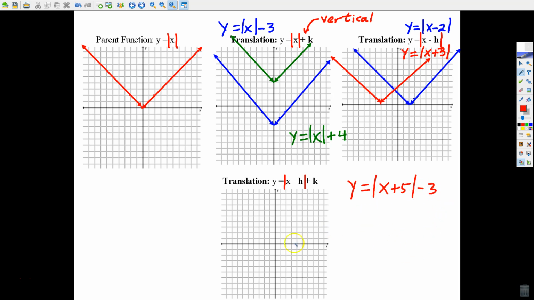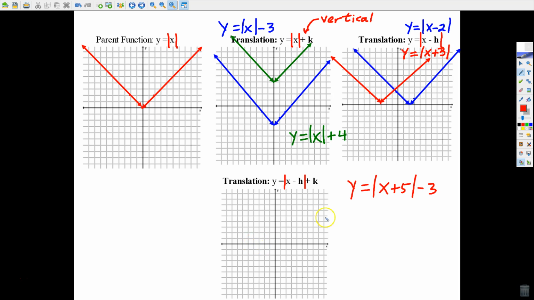So somebody raise your hand and tell me, let's start with the horizontal shift. Horizontal means left or right. Am I going left or right? And how many, Landon? Left 5. Left 5, very good. So the parent starts at the origin, and I'm going to go left 5, but I'm not going to make a dot there. I'm just going to rest.